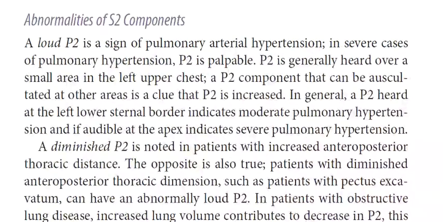Now, abnormalities of second heart sound components. A loud P2 is a sign of pulmonary arterial hypertension. In severe cases of pulmonary hypertension, P2 is palpable. P2 is generally heard over a small area in the left upper chest. A P2 component that can be auscultated in other areas is a clue that P2 is increased. In general, a P2 heard at the left lower sternal border indicates moderate pulmonary hypertension, and if audible at the apex indicates severe pulmonary hypertension.